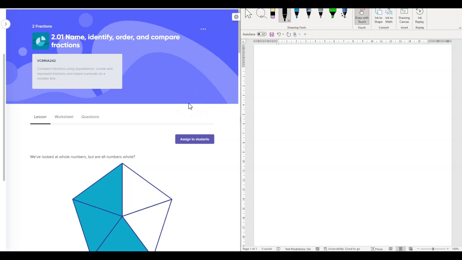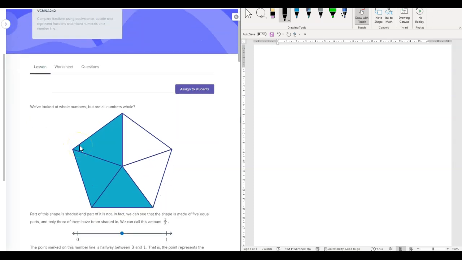Hi students, in this video we're going to be looking at the start of fractions from Mathspace. That is chapter 2.01, where we're going to learn to name, identify, order and compare fractions. So starting by looking at the lesson on Mathspace.